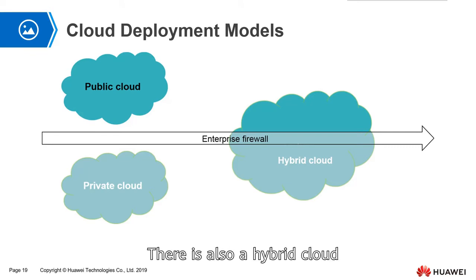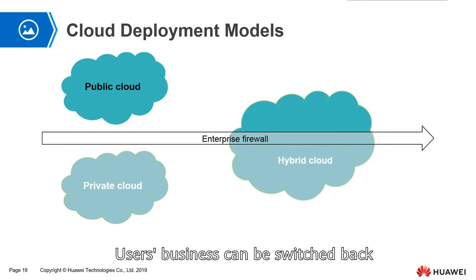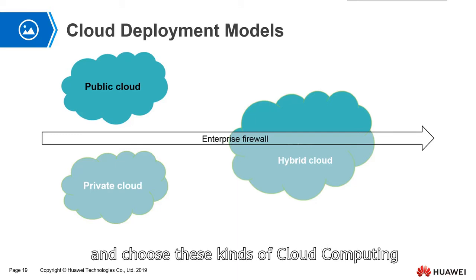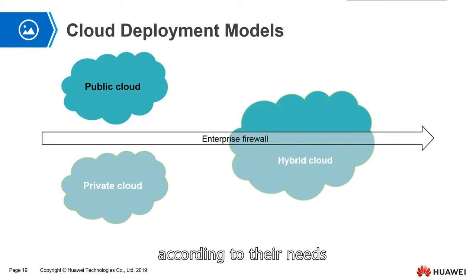There is also a hybrid cloud, which is a more flexible cloud computing model. It may include two or more models among public cloud, private cloud, and industry cloud. Users' business can be switched back and forth, choosing these kinds of cloud computing according to their own needs.